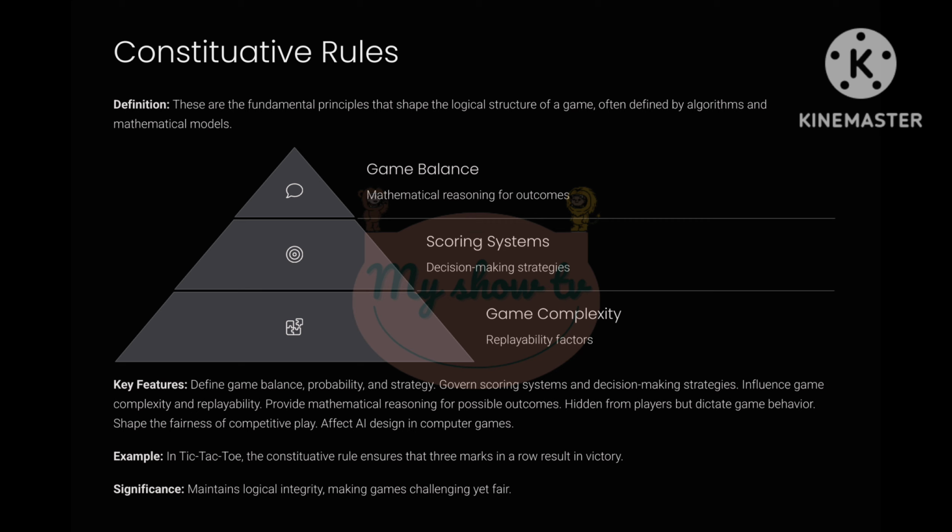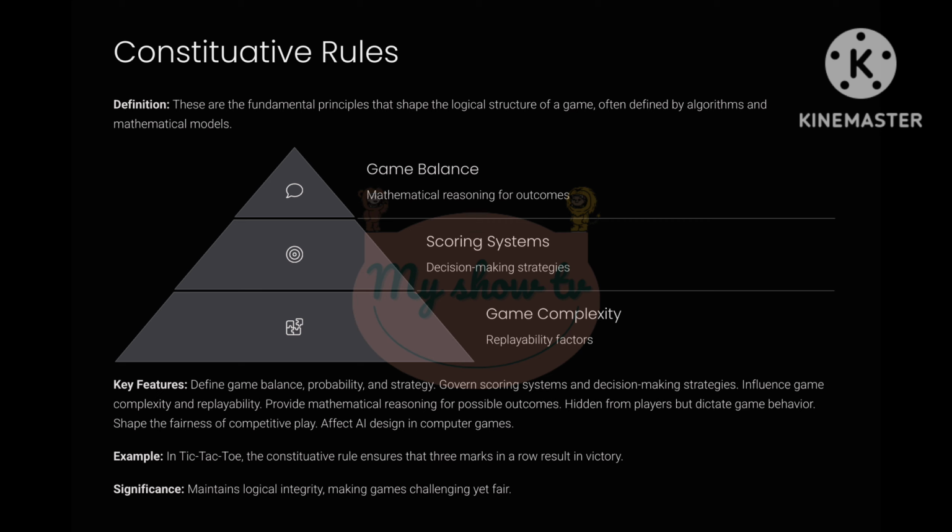Slide 3. Constitutive rules. Definition. Constitutive rules form the mathematical and logical framework of a game. These rules are not always visible to the player but define the core mechanics. Key features explained. 1. Define game balance, probability, and strategy. For example, in a card game, the probability of drawing a specific card affects decision-making and strategy.